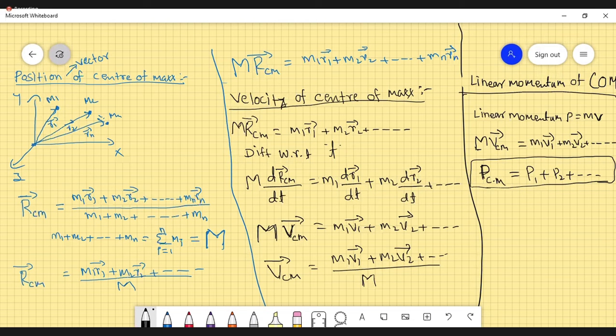And acceleration of center of mass. So, what is acceleration? Rate of change, so rate of change of velocity. Now consider the velocity vector. So for acceleration, you consider the above equation only. I will write in the next page. If you finish, I will go to the next page.